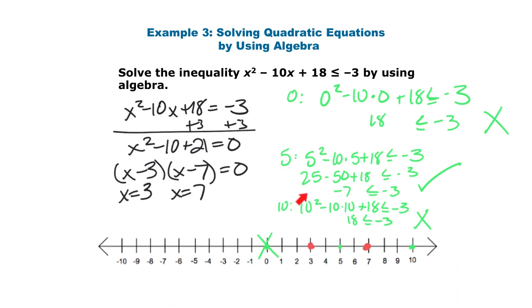When I tested them out, I saw that 5 does make a true statement. I would end up with -7 is less than or equal to -3. That's true. When I test out 10, I get something that is not true. And so this then is my range where my values lie. And so I could write my answer as x can be anything between 3 and 7.